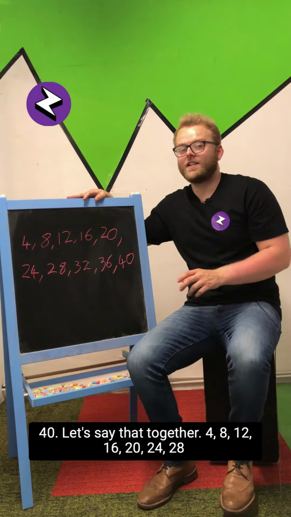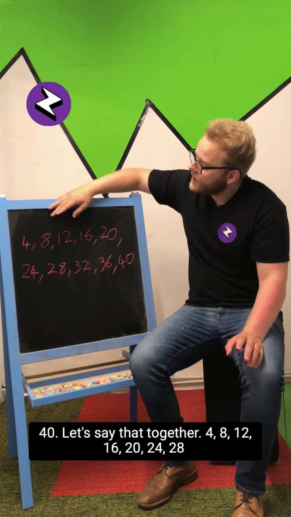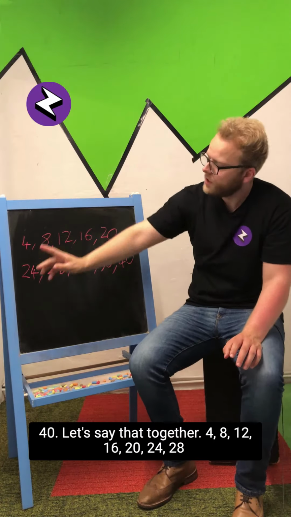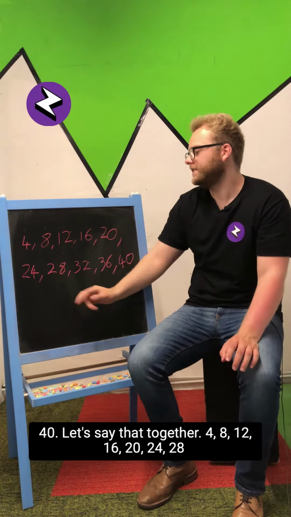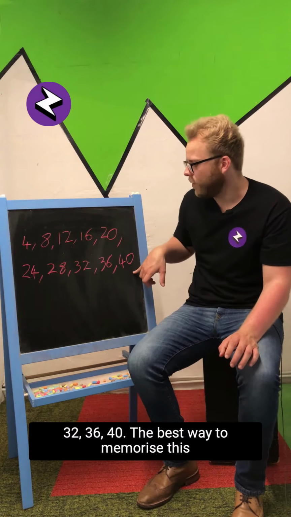So let's say that together. It goes 4, 8, 12, 16, 20, 24, 28, 32, 36, 40.